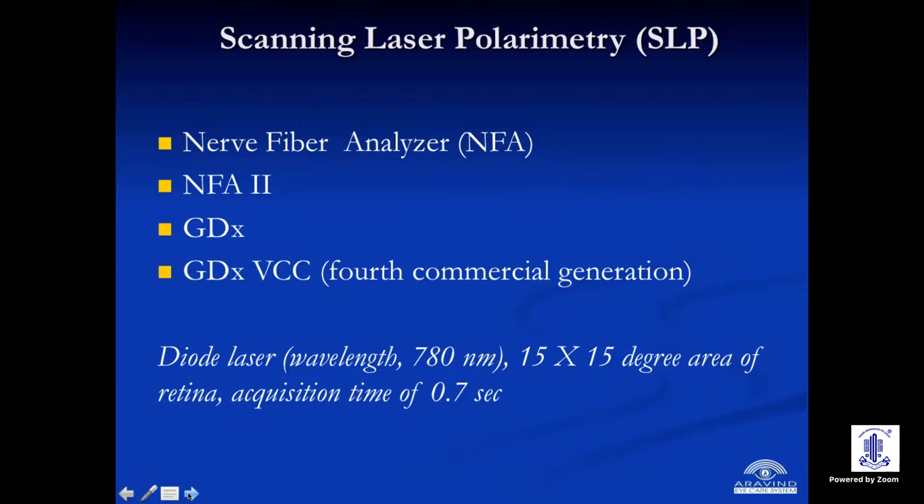The GDX device uses a diode laser wavelength of 780 nanometers for illumination and measurement of a 15 by 15 degree area of retina with an acquisition time of 0.7 seconds.